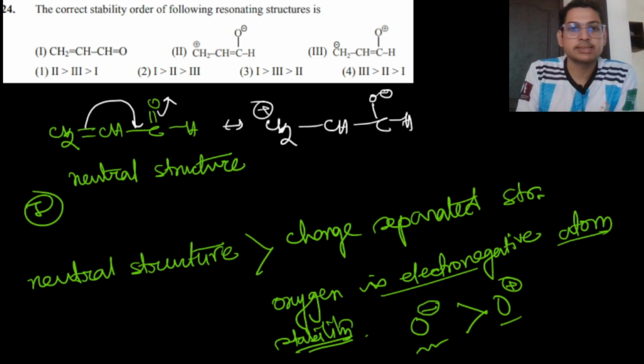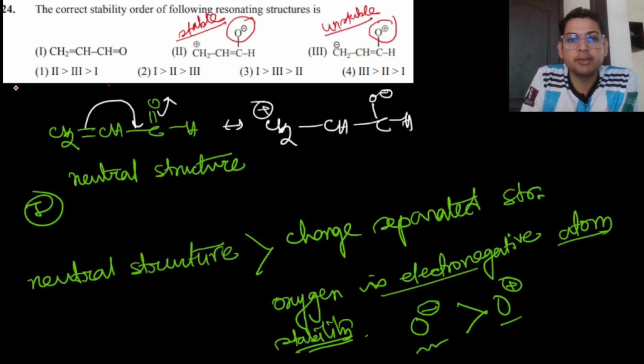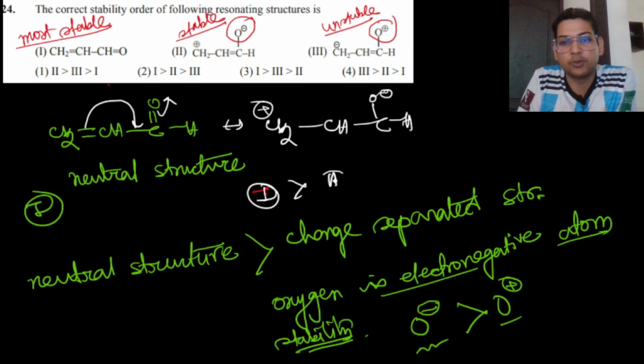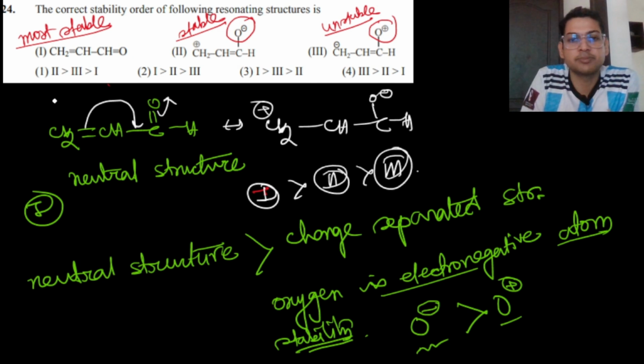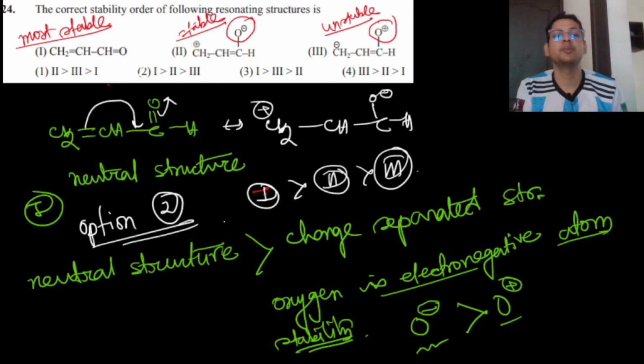So you see what is happening. Oxygen with a negative charge, that is stable. Oxygen with a positive charge, that is unstable. But who is the most stable? This is the most stable because it is a neutral structure. So 1 is the most stable, followed by 2, followed by 3. Which option is matching? 1 greater than 2 greater than 3. That means option number 2 is matching very beautifully, and that will be your answer.